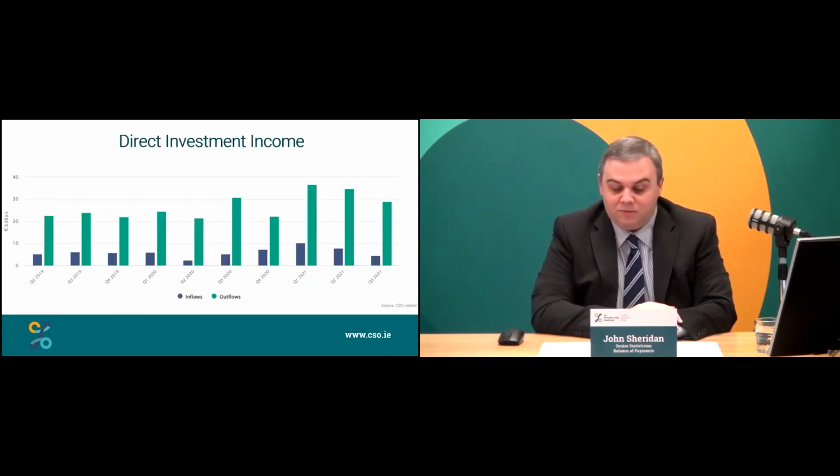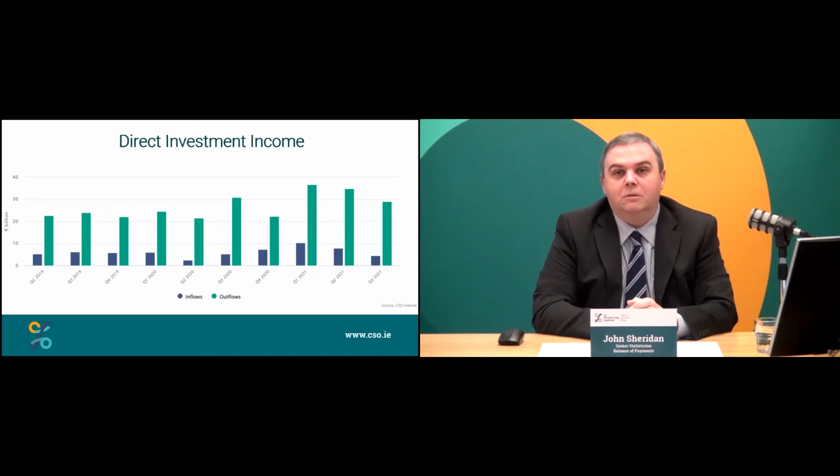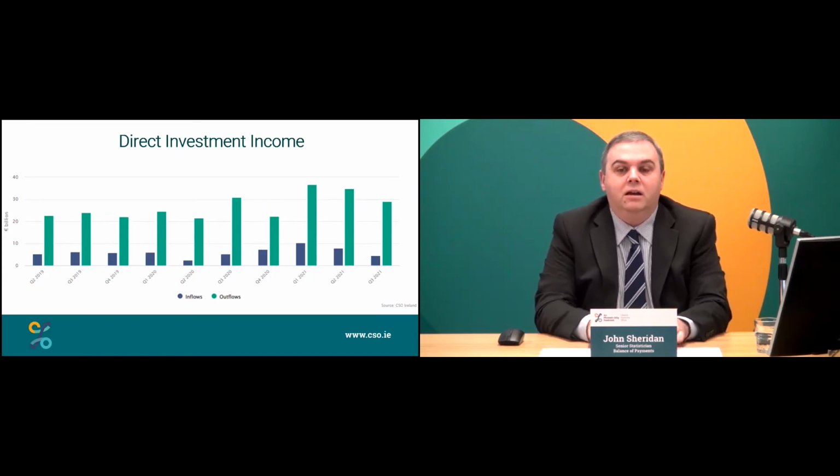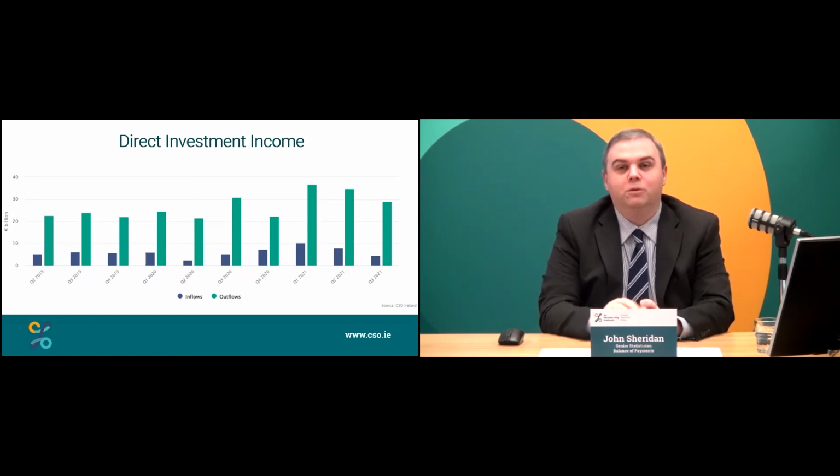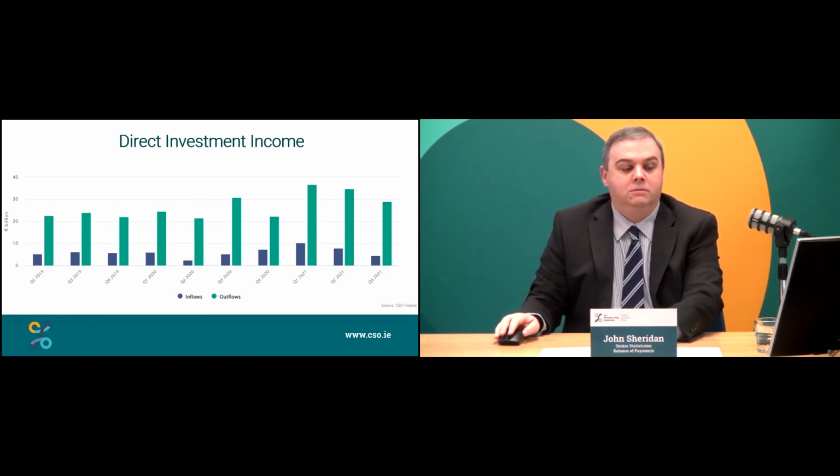Looking at our direct investment income, we can see inflows of 4.6 billion, which are down 603 million compared to last year, and outflows of 29.1 billion, which are down 1.8 billion on the same quarter last year. So again, we can see that the direct investment income outflow has decreased by 1.2 billion, and the rest of the decrease in net income outflows of 2.2 billion is spread across the portfolio and other investments.